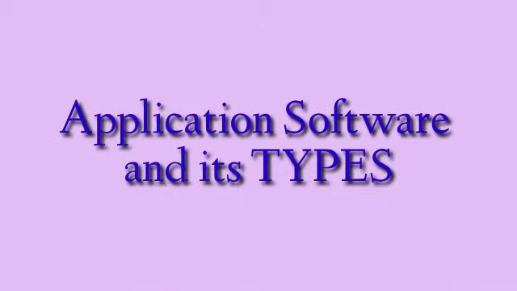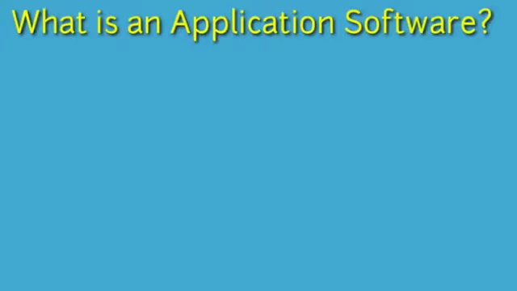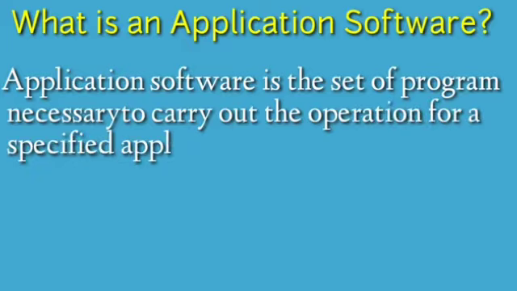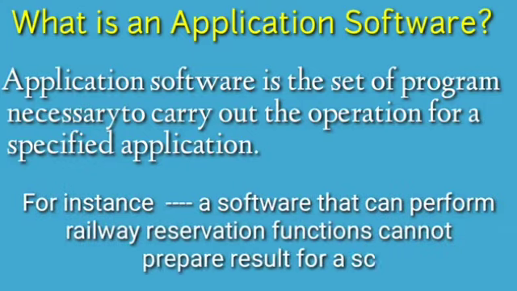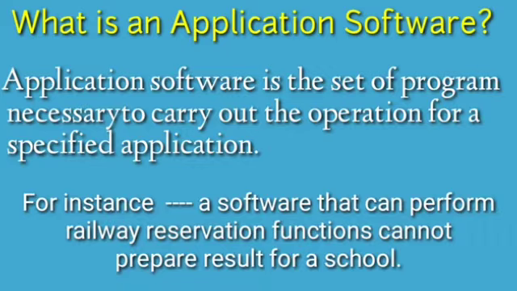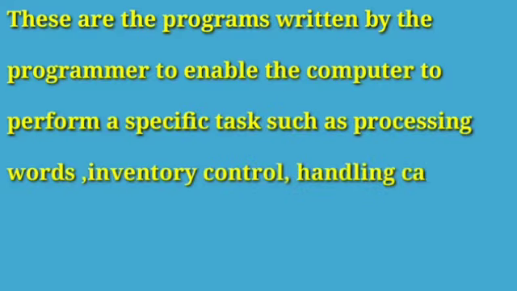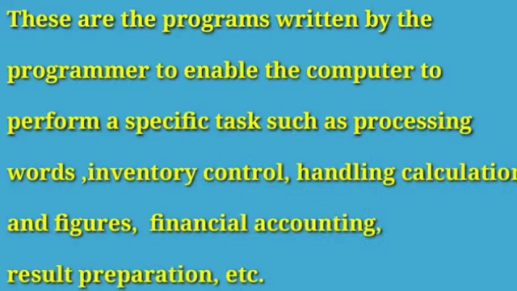Now let us discuss the different kinds of application software. What is application software? Application software is basically a set of programs which are necessary to carry out the operations for a specified application. You can understand it like this: a software which can perform railway reservation functions cannot prepare the result for a school, which means that the programs written by the programmers enable the computer to perform some specific task. So those kinds of software are called application software.